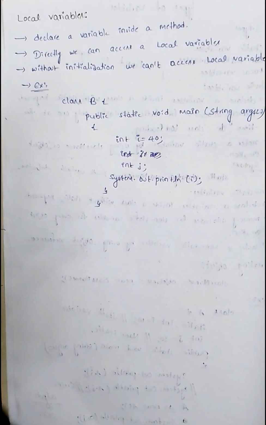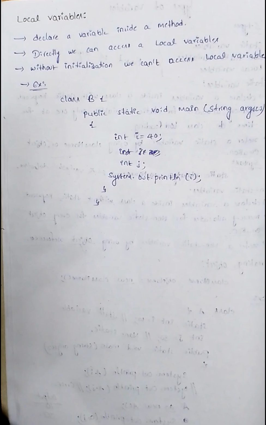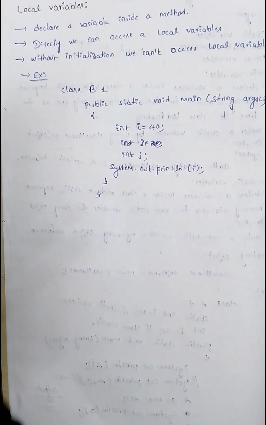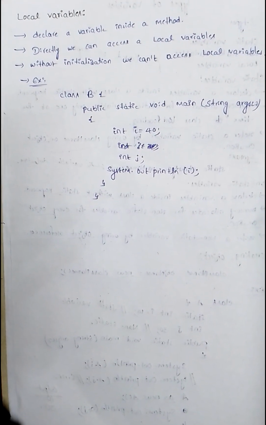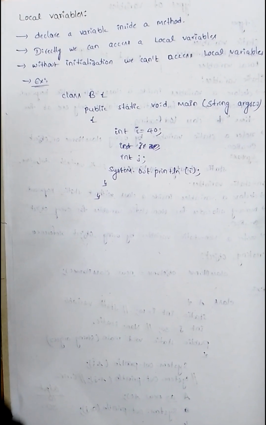Now the third one is local variables. Declare a variable inside a method. Those variables are called local variables. We can access local variables directly. Without initialization, we cannot access local variables. For local variables, initialization is mandatory.